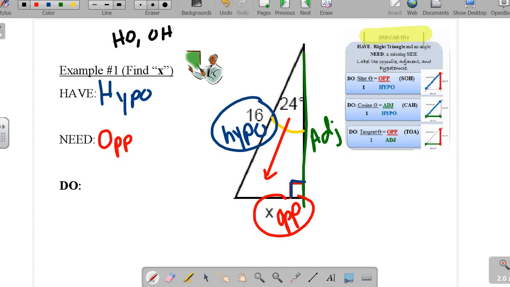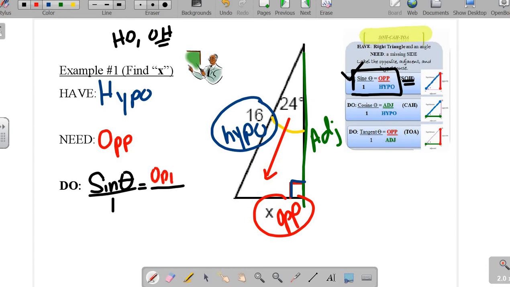So I have, it says OH combo. So you look over here and you ask yourself, what goes with OH? Any combination of OH. And the answer is sine. So you're going to take exactly this ratio and copy it here. Make sure you copy it exactly as you see it. Sine of theta over 1 equals opposite over hypo.